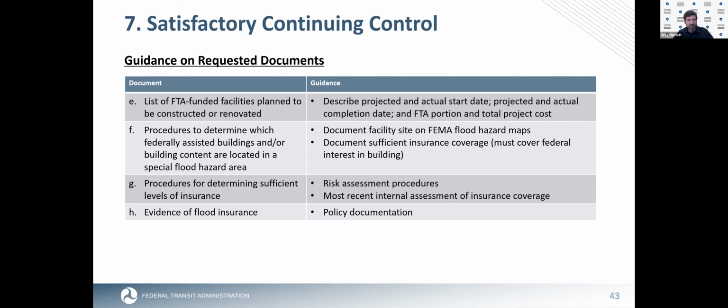In item F, actually, so F, G, and H, this is another area that I want to give some specific attention to. I think this is an area that FTA has become very focused on. It's not a new requirement, but I'll talk about F, G, and H kind of together. So we've been witnessing extreme weather really from coast to coast. I don't think that's news to anyone. So what this RIR is asking for under F, G, and H is if you have any federally funded facilities that are located in a FEMA flood hazard zone.